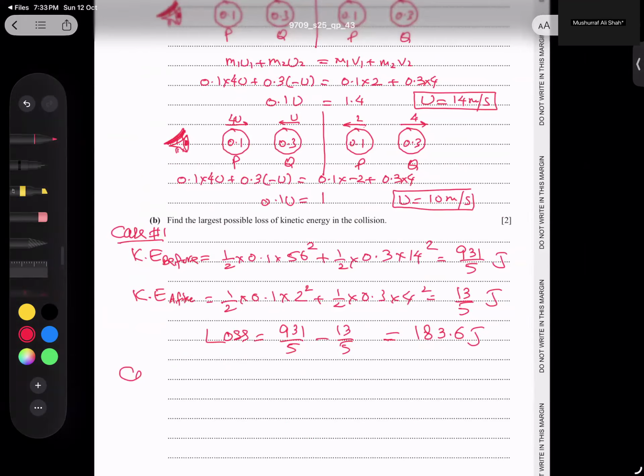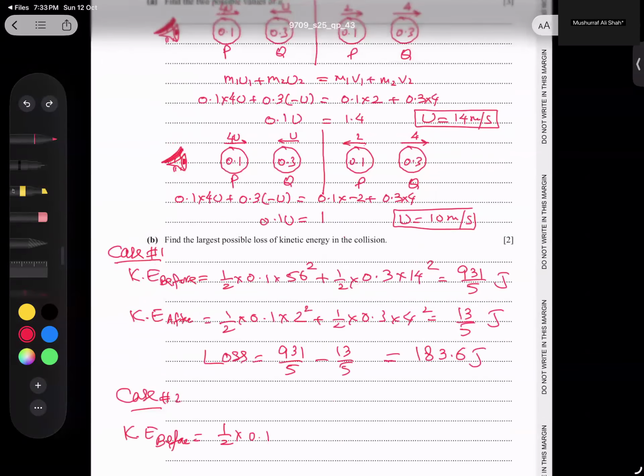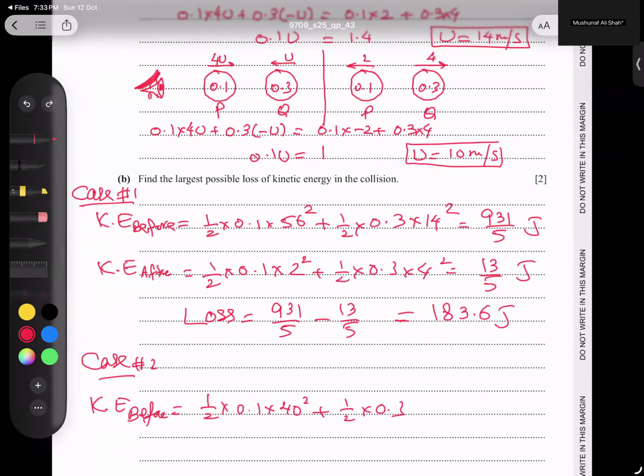Now I check case number 2. The second, I will not find again, but the top I will find only. So kinetic energy before: half, and I will take not 14, I will take 10. Make sure. So 10 fours are 40. So 40 square plus, and 10 goes directly there. So this is just finding half into 0.1 into 40 square, 40 to power 2, plus half into 0.3 times 2, 10 square.